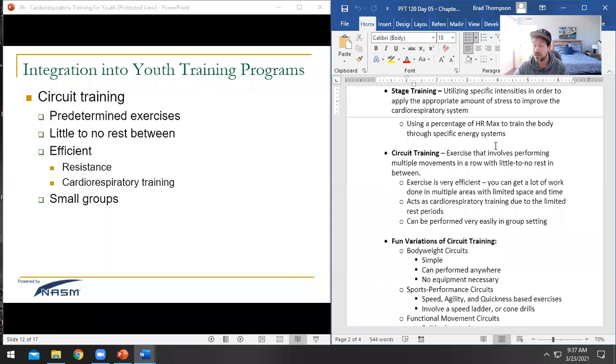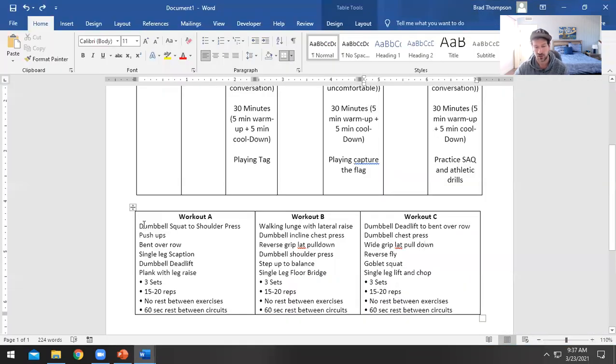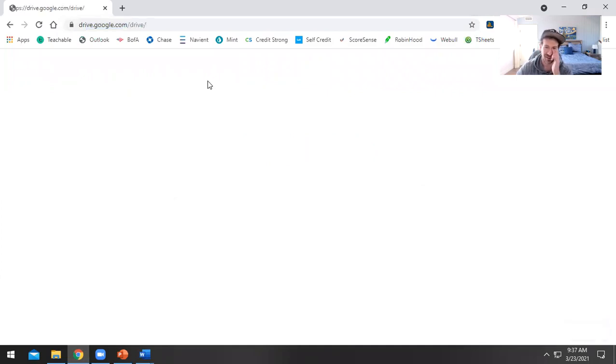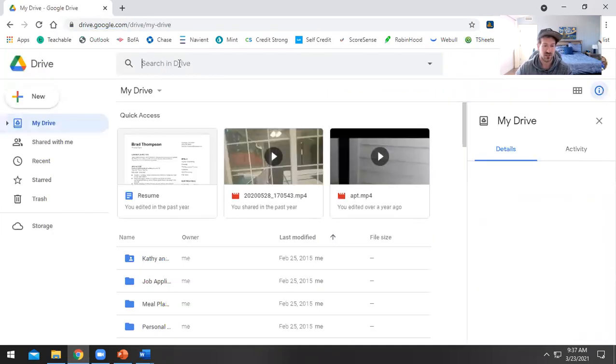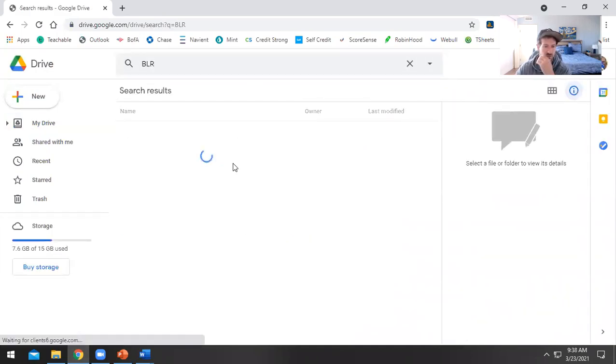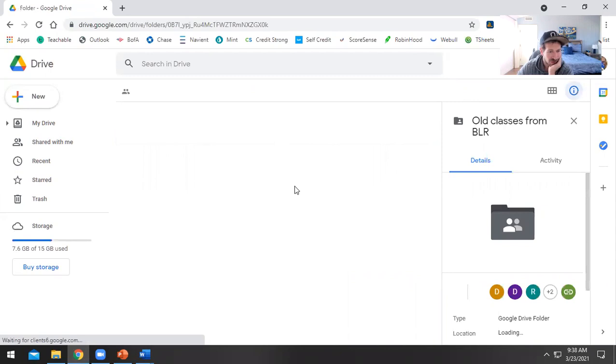I used to love, basically, if I knew that I wanted to do a circuit like this, I could set up a version of this around the room. In fact, hold on just a second. I'm going to go to my Google Drive. Let's see if I can even find one of my old circuit workouts. BLR. Old classes from BLR. Holy crap.